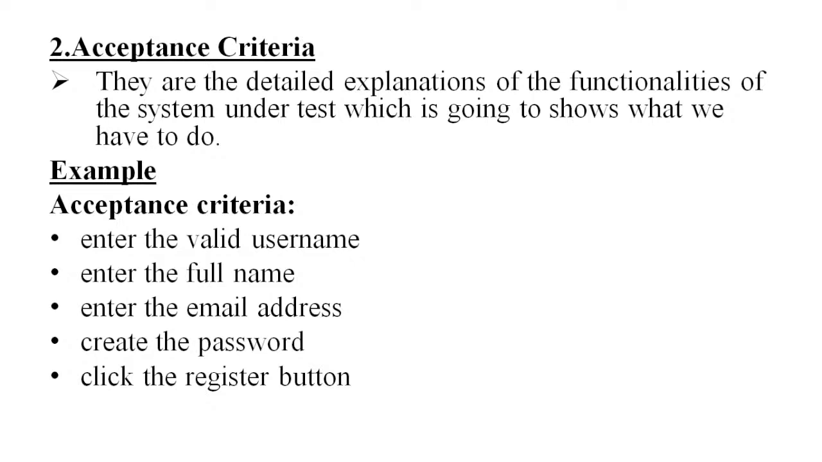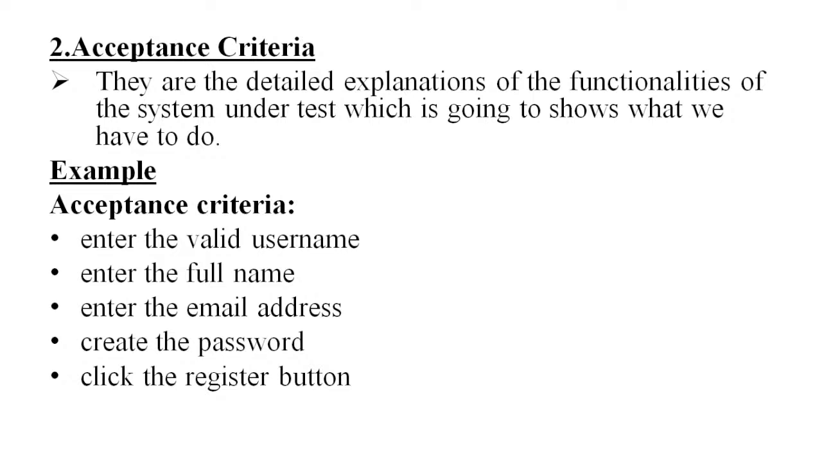The short explanation is just to check the registration process of the Amazon web application. In order to do that registration process, we need to enter all these details, so this comes under the category of acceptance criteria. So that is the difference between the user story and acceptance criteria: a user story is a short explanation, while acceptance criteria is the detailed explanation of the user story.